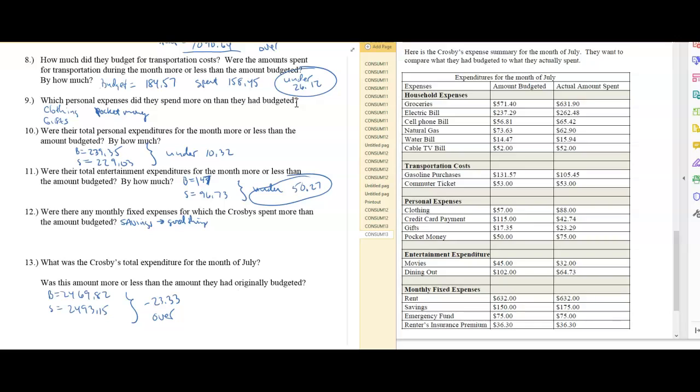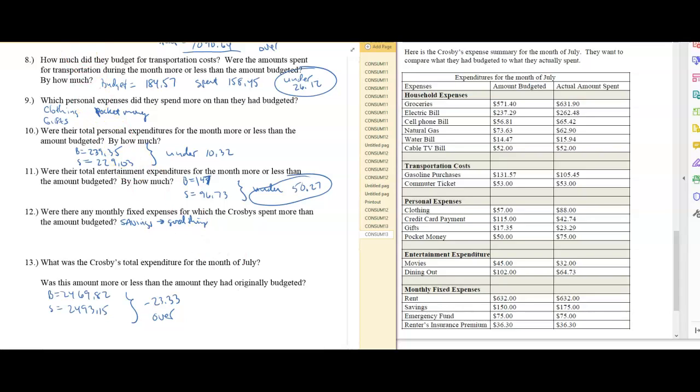Okay, when you look at their total entertainment expenditures, right, you'll see their budget was $147. They spent $96.73, so they were under by $50.27. Okay, so for their fixed expenses, the only thing they went over was on savings, which is actually a really good thing. We're going to talk about that in a minute, a tad bit more. And when you look at their total expenditure for the month of July, you'll see they budgeted $2,469.82. They spent $2,493.17, which means they were over by $23.33.